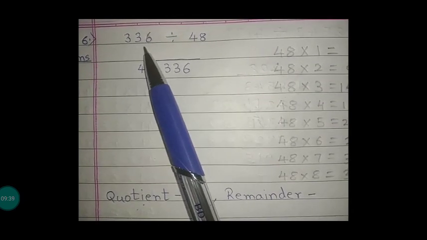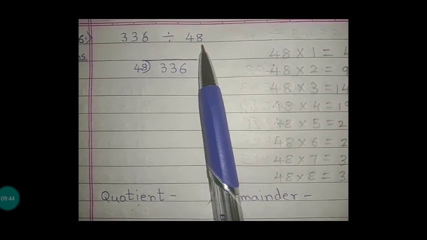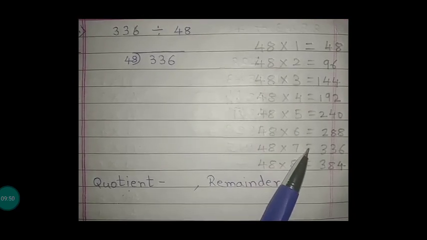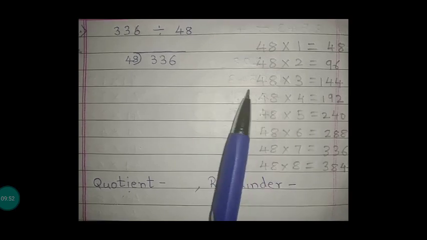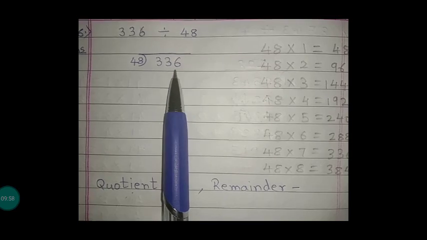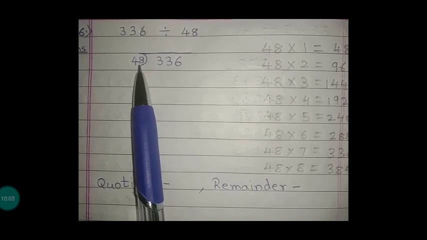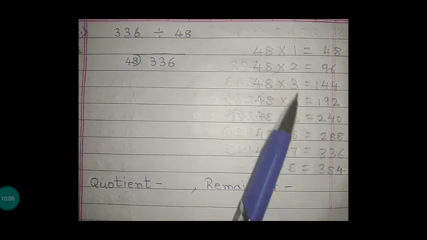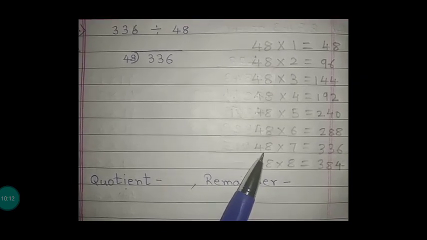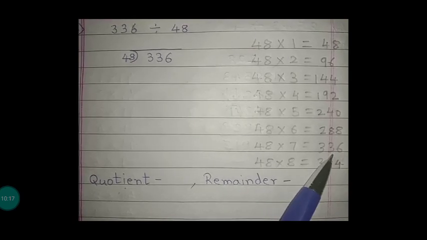Sixth question is 336 divided by 48. So 48 is the divisor, and so we will write the table of 48 here. And 336 is the dividend and it's a 3-digit number, so you will check whether the complete number 336 is a multiple of 48. If you check in this table, you will find, yes, 336 is a multiple of 48. That is 48 sevens are 336.